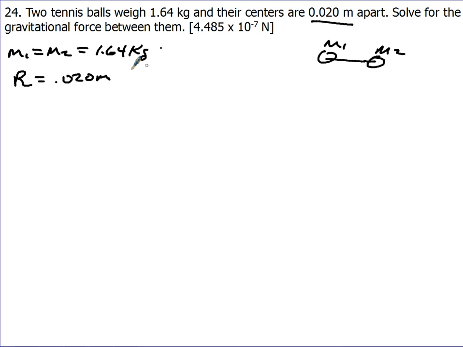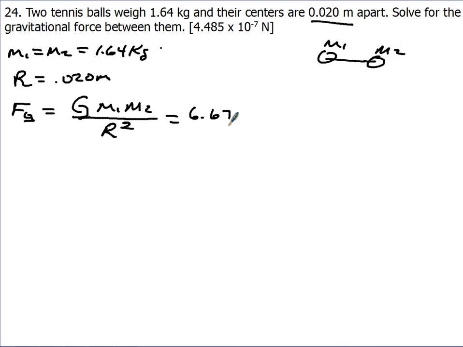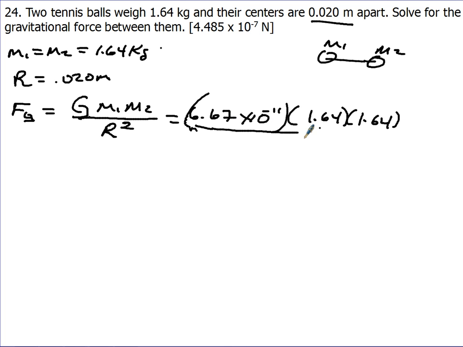Solve for the gravitational force between them. Fg is big G, m1, m2 divided by r squared. All right, so this is 6.67 times 10 to the negative 11. M1 is 1.64. M2 is 1.64. You can just put a square there, but hey, that's all right. This will work. 0.020 squared.